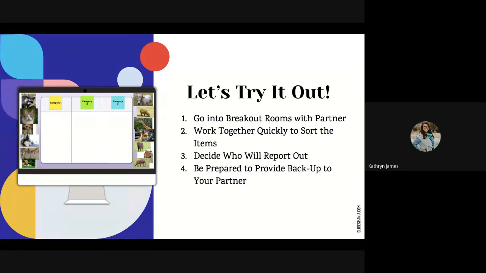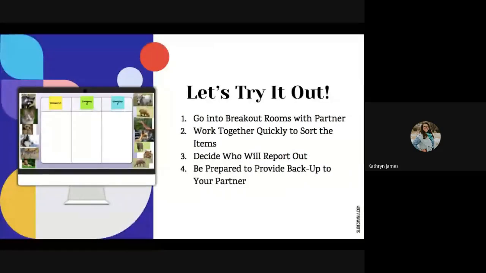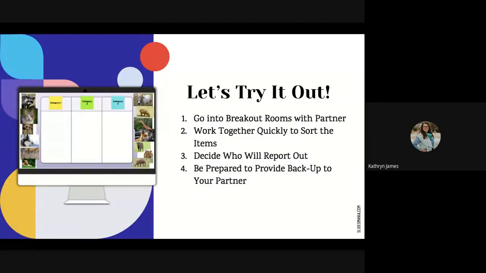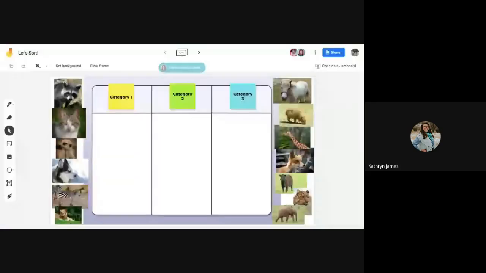So in this activity, we're a small group, so I'm going to keep us together, but I would absolutely push you out into partner breakout rooms and give you a set of items that you need to sort. And so I'm going to jump over to our Jamboard, and I hope you're all in there as well so you can see some different examples.